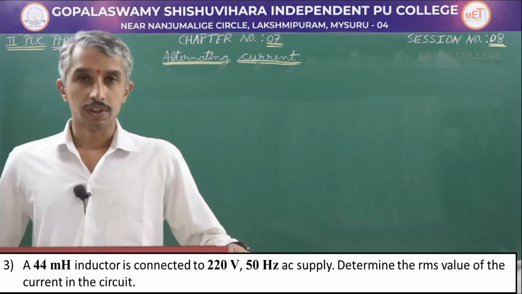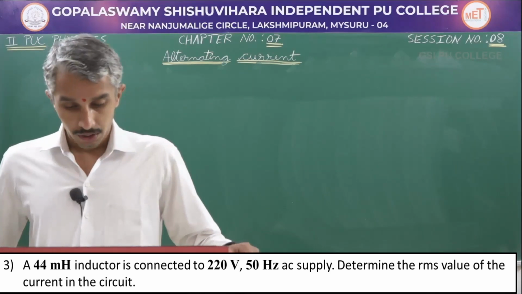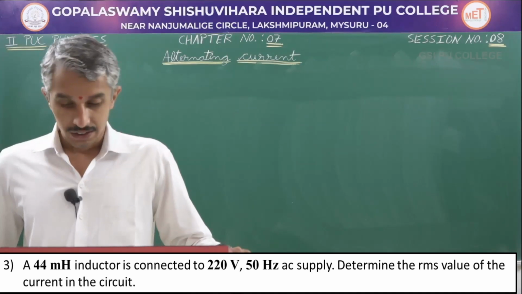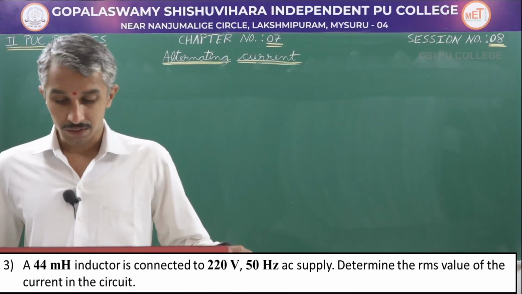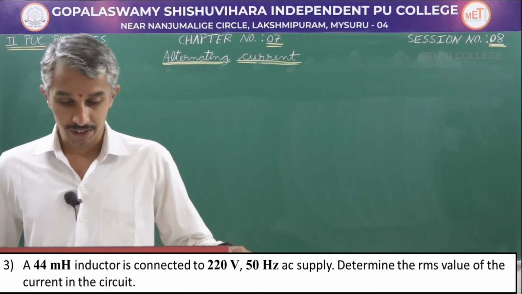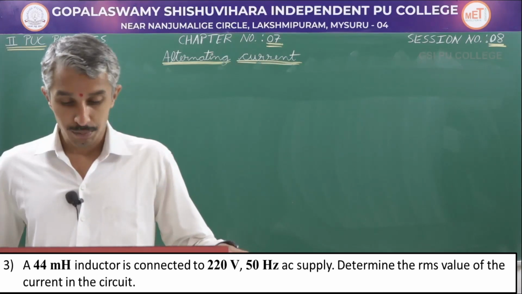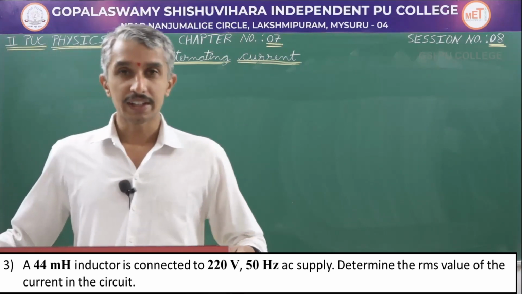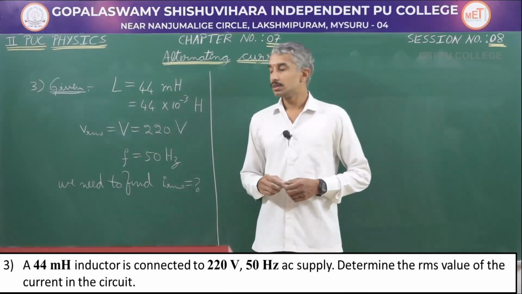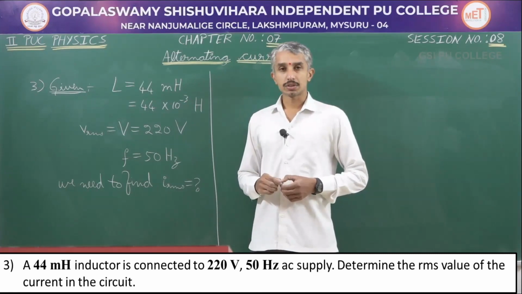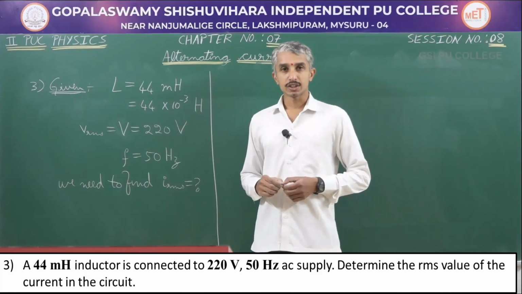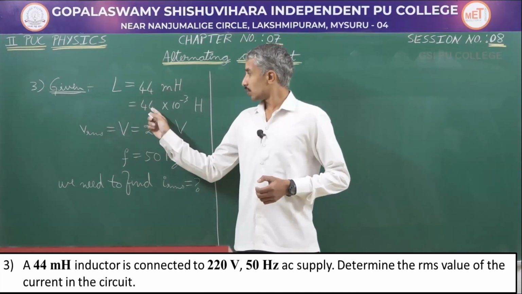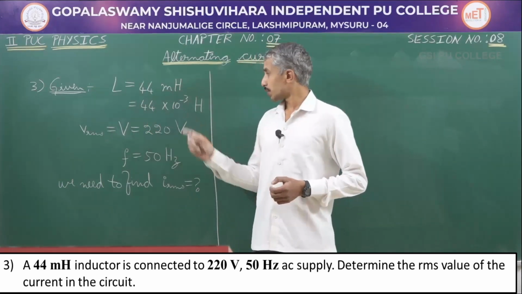Let us proceed further. Here is the third numerical. A 44 millihenry inductor is connected to a 220 volt 50 hertz AC supply. Determine the RMS value of the current in the circuit. Let us note down the data given. In the third numerical, an AC circuit having an inductor has been provided. The value of the inductance is 44 millihenry. Milli is 10 to the power minus 3.